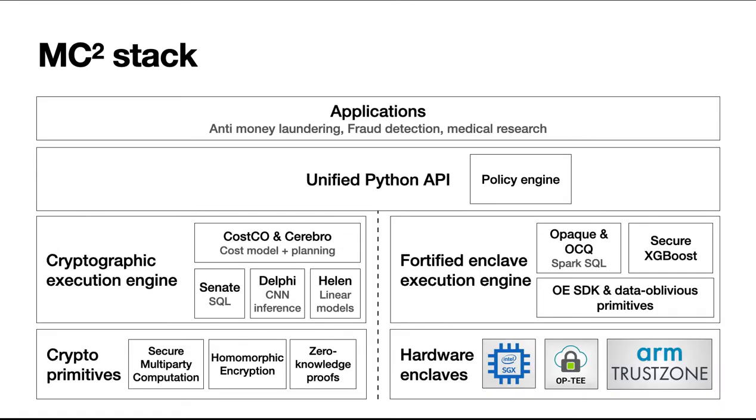To wrap up, MC squared is a platform for secure collaborative computation. We take two approaches to preserve privacy, an approach based on cryptography and an approach based on enclaves.